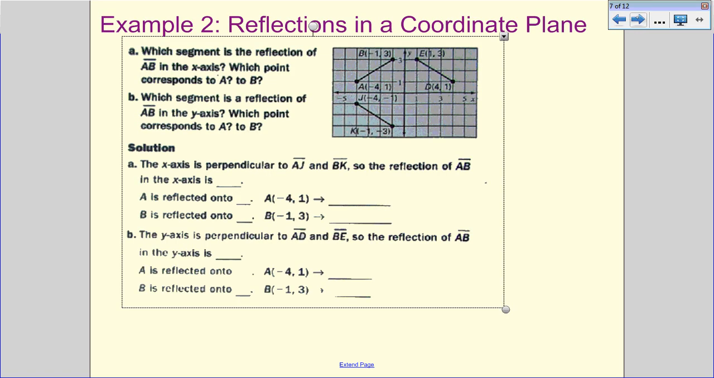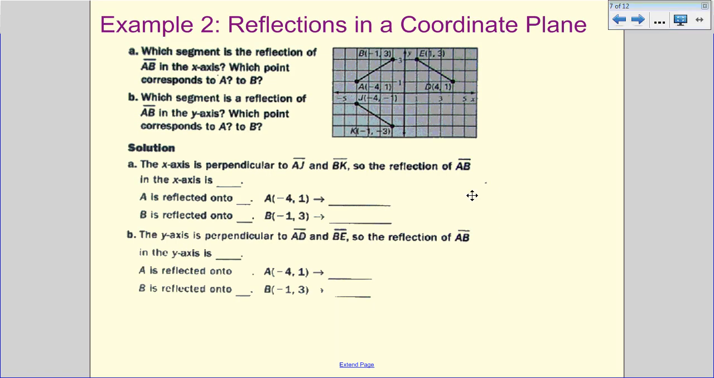All right. Now we want to take a look at reflections in the coordinate plane. So which segment is the reflection of AB in the x-axis? So here's AB. This is the one we're looking at. And we want to reflect it over the x-axis. So here's the x-axis. Well, if I look at this, A is 1 unit above the x-axis. I need to pick the segment that is also 1 unit above the x-axis. And so when we look at that, I need B to be 3 units above the x-axis. And so this one is 3 units.